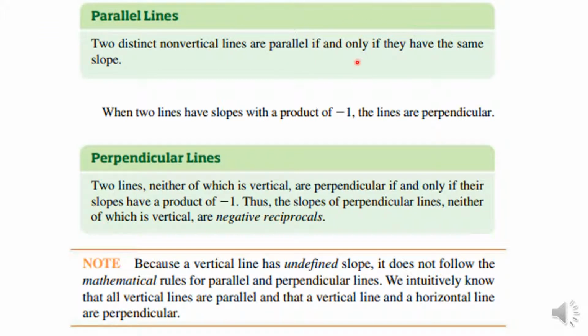Parallel lines have the same slope. Perpendicular lines, neither of which is vertical, are perpendicular if and only if their slopes have a product of -1. Thus, the slopes of perpendicular lines, neither of which is vertical, are negative reciprocals of each other. Because a vertical line has an undefined slope, it does not follow the mathematical rules for parallel and perpendicular lines. But we intuitively know that all vertical lines are parallel, and that a vertical line and a horizontal line are indeed perpendicular.